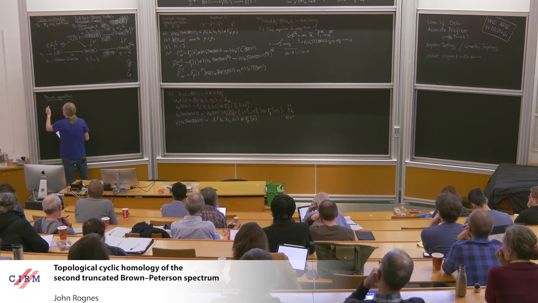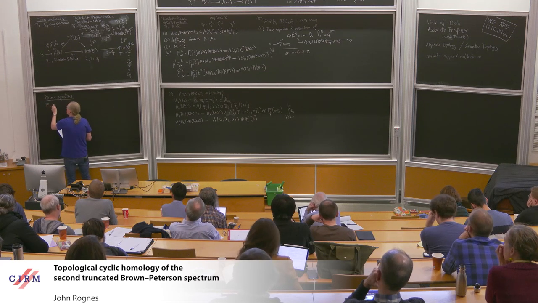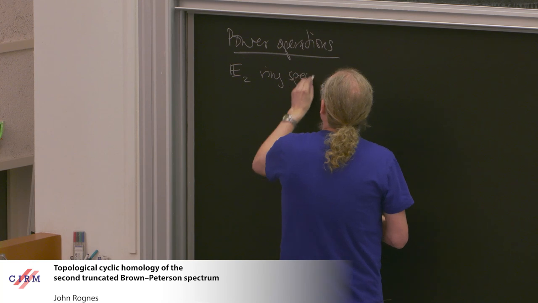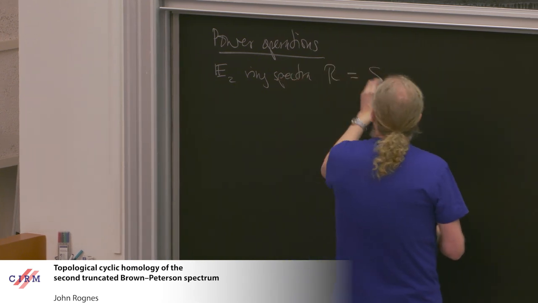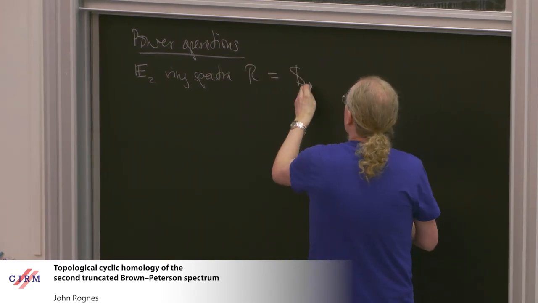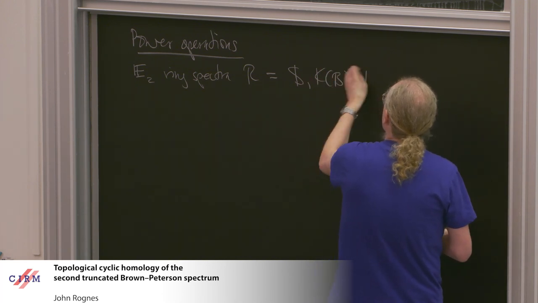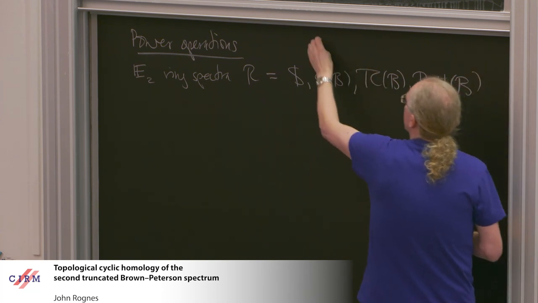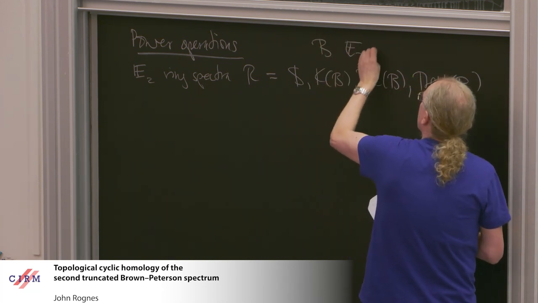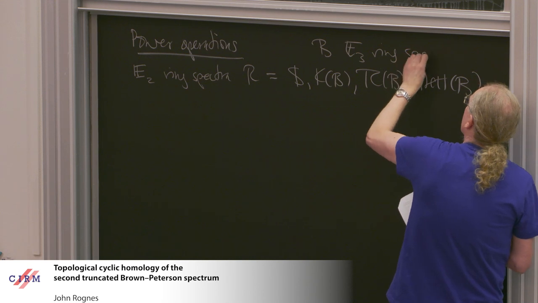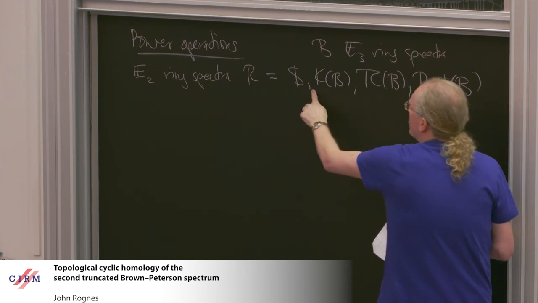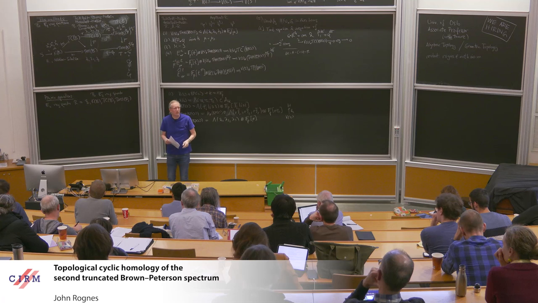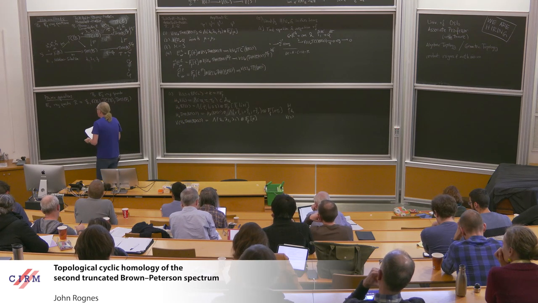I'm going to be interested in a situation where R is my E2 ring spectrum. It could be the sphere, could be the K theory of B or TC of B, THH of B, where now B is one of these E3 ring spectra, such as BP2. These constructions use up one degree of commutativity, so you have only an E2 structure afterwards.